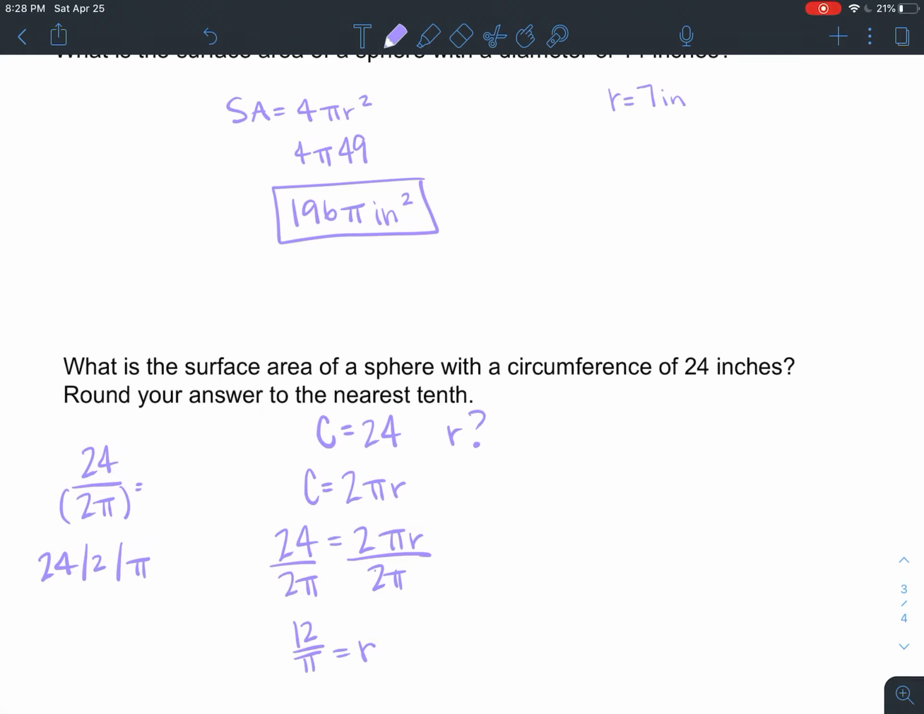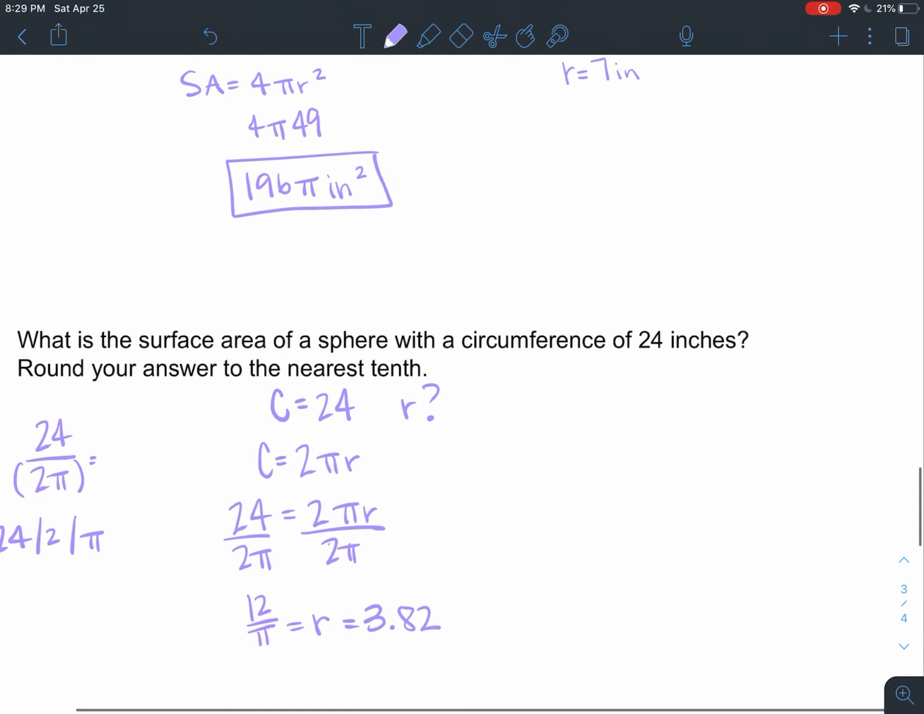So let's just go ahead and round this since we can. 12 divided by pi is 3.82. We'll just leave it at that, and then we'll plug it in and work it from there. We can also just go ahead and leave that as 12 over pi and just kind of see where it takes us.